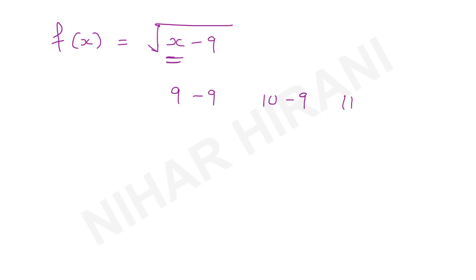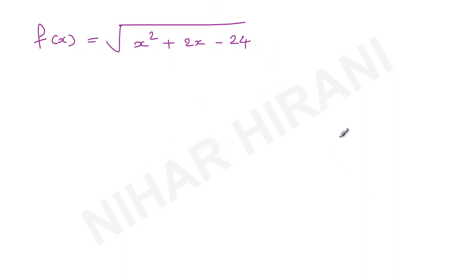So here I can write my domain like this. Now I will use this big bracket. Why? Because 9 is included. So 9, and it will go till positive infinity. Isn't it? So this is how you can solve this one. Let us solve this one.